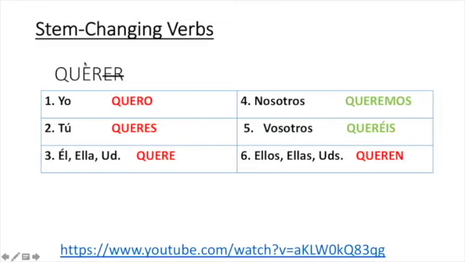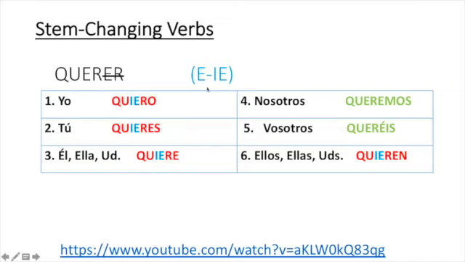We have to change our stem. We have to change the E to an IE. So instead of quero, you get quiero. Instead of queres, you get quieres. Instead of quere, quere, and queren, you get quiere, quiere, and quieren. These two are right, queremos and queréis.